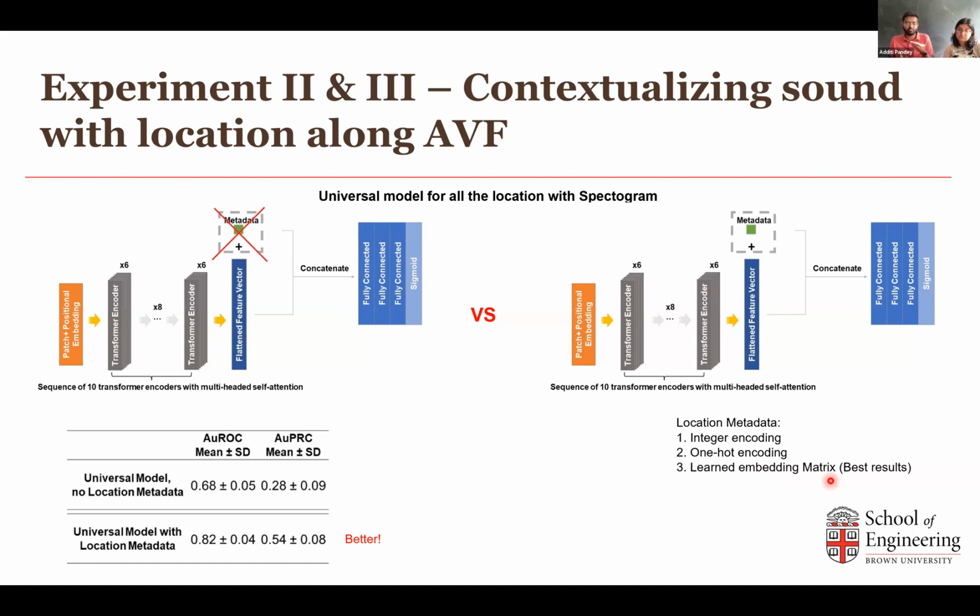Ideally, it should not matter what encoding you use here. We expect the model to learn, but the paper disagrees. It shows that the learned embedding matrix gives better results for this case compared to the other 2. And as you can see here in the matrix, which is AU ROC and AU PRC, the higher the values the better. So the universal model with no location metadata gave slightly worse results compared to the universal model with location metadata. As you can see, both the metrics were high. So that means the sound must be contextualized with location along the area.